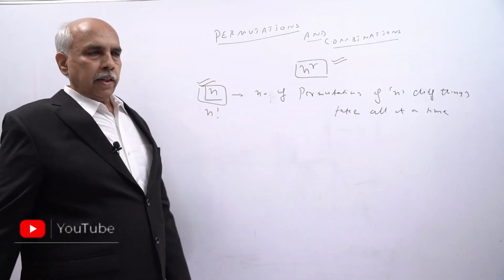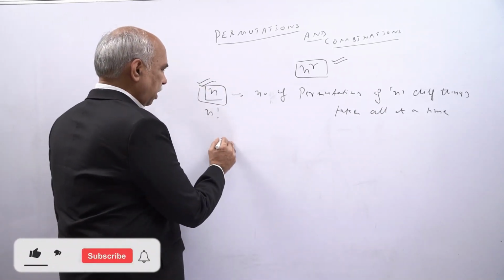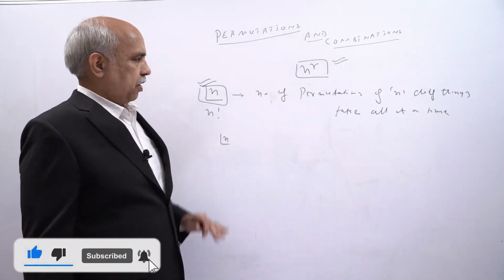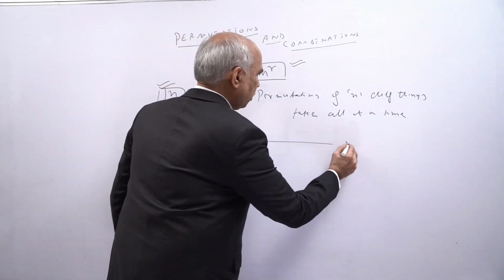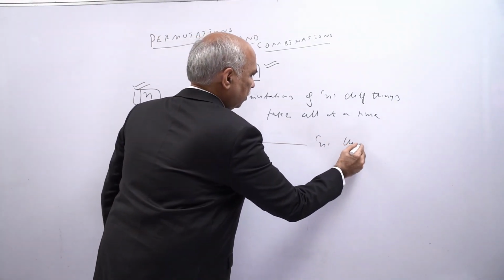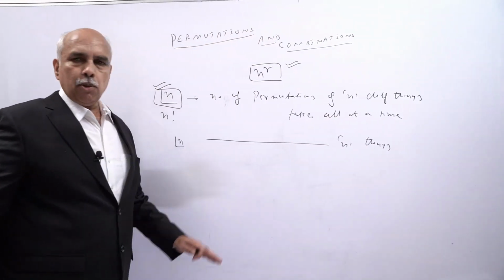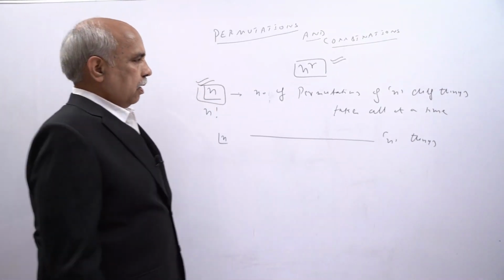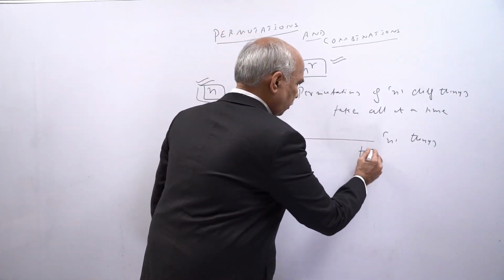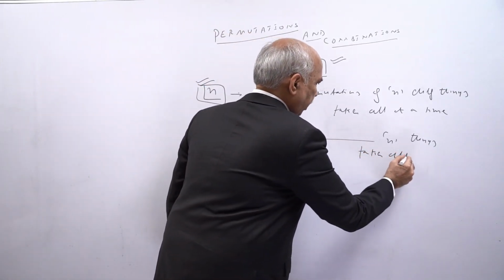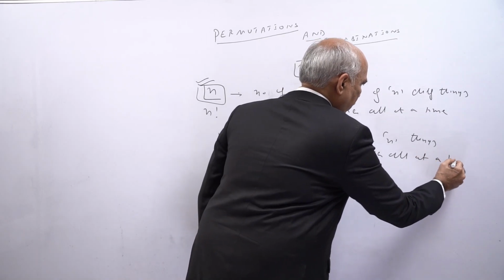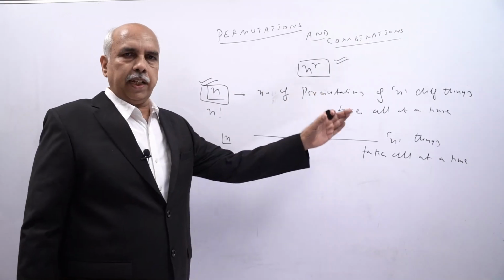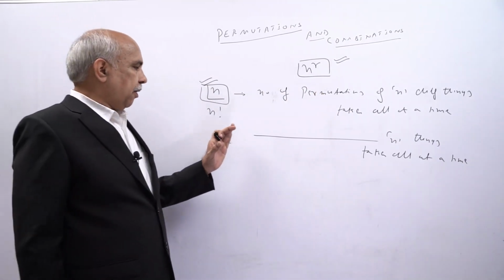The next one what I do is, I'll write n factorial, but I'll say number of permutations, same thing, of n things. But I am not using the word different thing. That means there are certain things which are identical. So taken again all at a time. So number of permutations of n different things taken all at a time is n factorial.